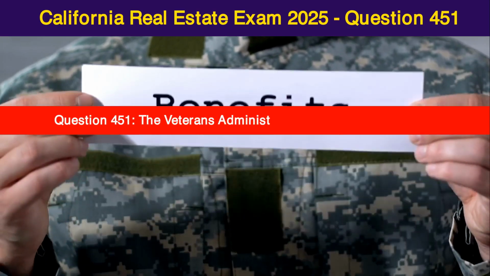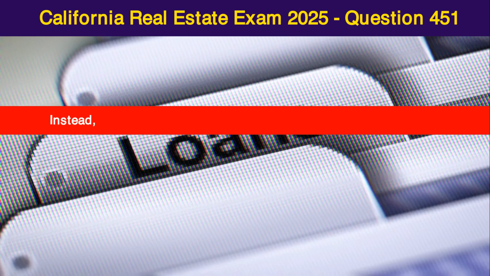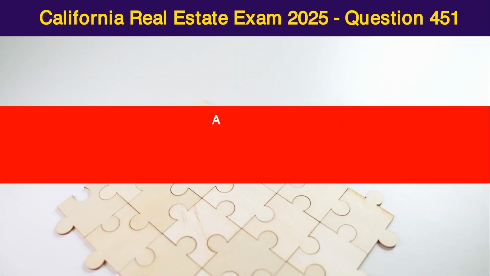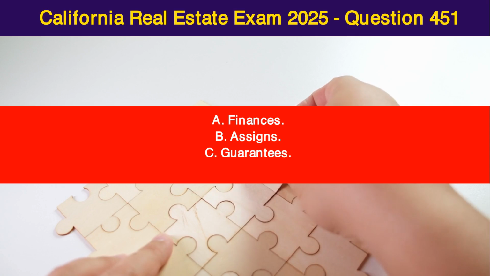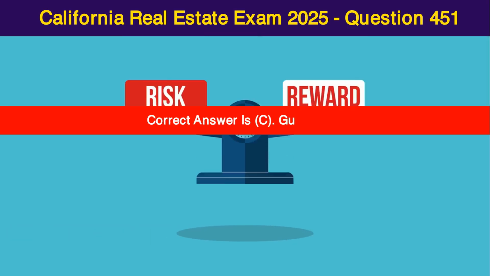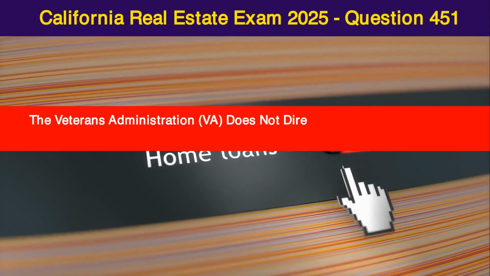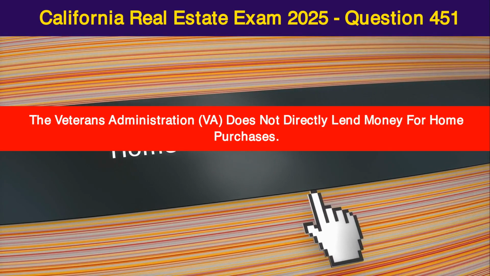Question 451. The Veterans Administration does not make loans. Instead, it guarantees loans made by an approved institutional lender. A. Finances. B. Assigns. C. Guarantees. D. Recovers. Correct answer is C. Guarantees. The Veterans Administration, VA, does not directly lend money for home purchases.